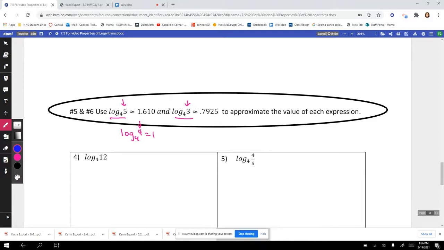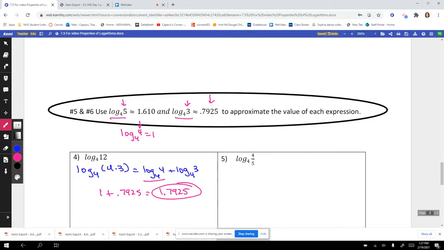If I look at the first one, log base 4 of 12, I realize working with 3, 4, and 5, I can work with 3 and 4, because 12 is really 4 times 3. So that equals log base 4 of 4 plus log base 4 of 3. Log base 4 of 4 is 1, plus log base 4 of 3 gives me a value right here, 0.7925. So my answer there is 1.7925, and that's my final answer.